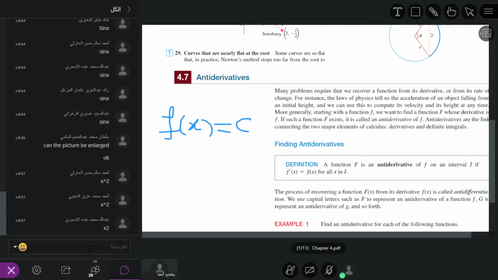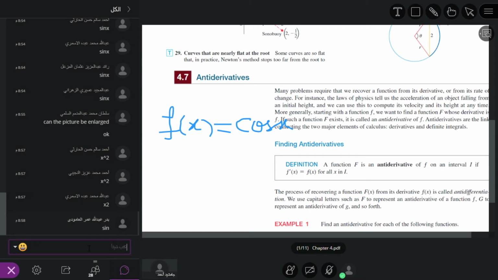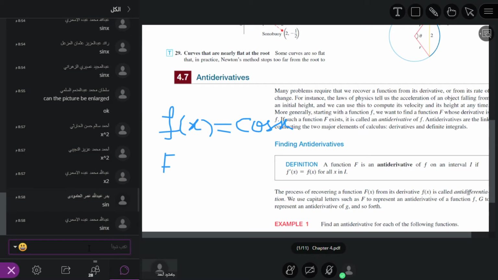So here cosine x, what is capital F of x? Sin x. Yes, capital F of x is equal to sin x. This is the answer. It is very simple. It means the antiderivative is found from the derivative. From the derivative we can find sin x. So this is basically the definition.